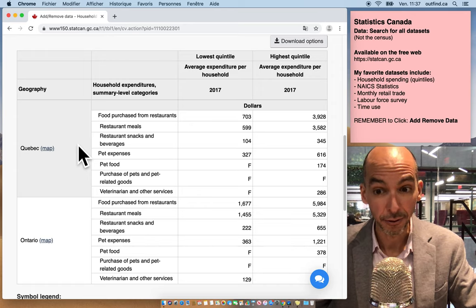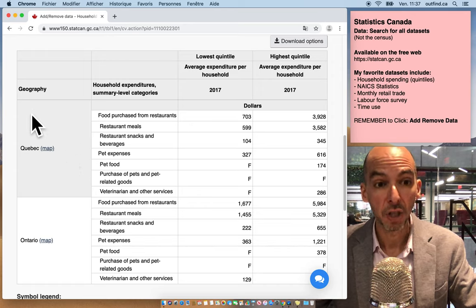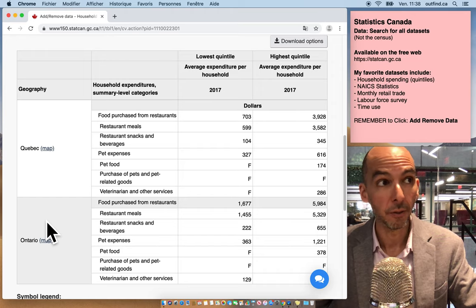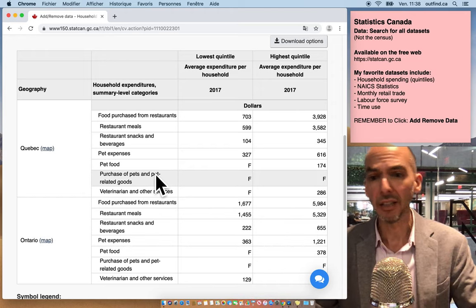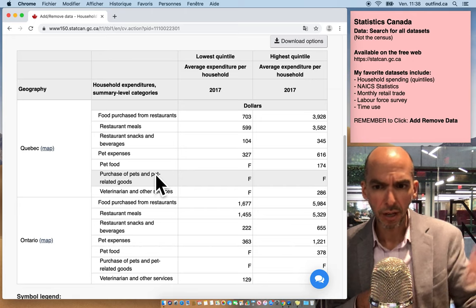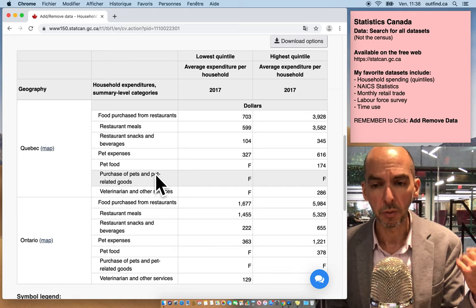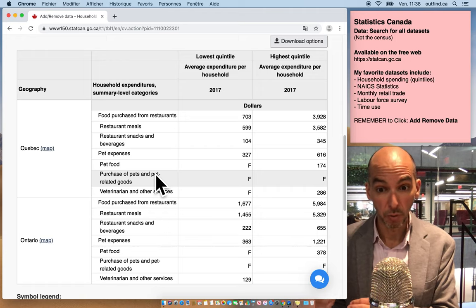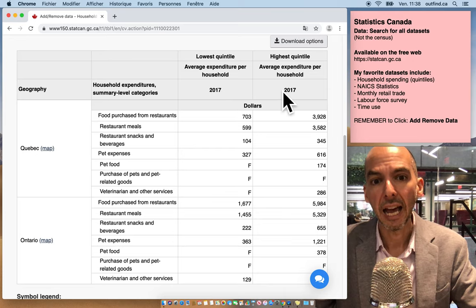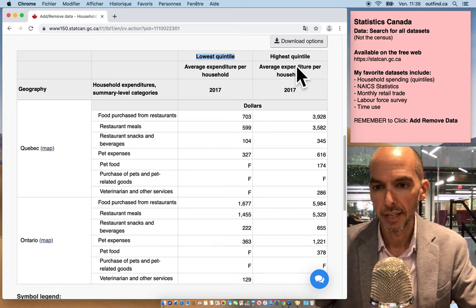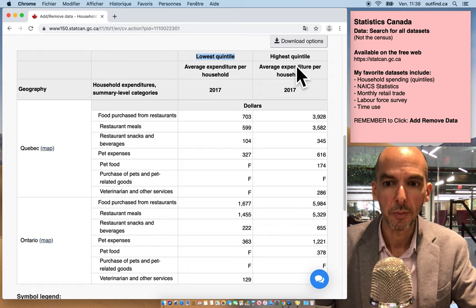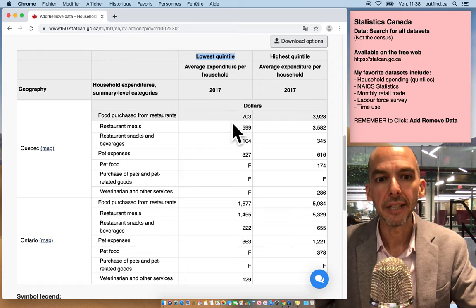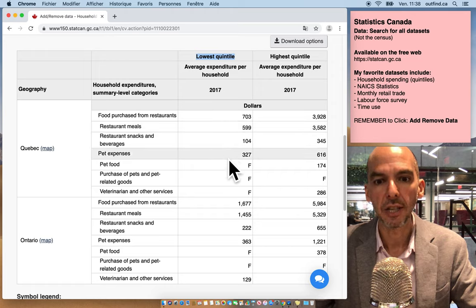Now here's what's going on. Now we have a very different table here. We have geography as either Quebec or Ontario. So we went from the national average to the provinces. And then instead of having the first two levels of whatever the expense items people were spending their money on, we actually went a lot deeper and got more interesting results below. And then we only have the lowest quintile, the least affluent population, and the highest quintile, the most affluent. So it's the top 20% and the bottom 20%. And then we could see how their spending changes, right?